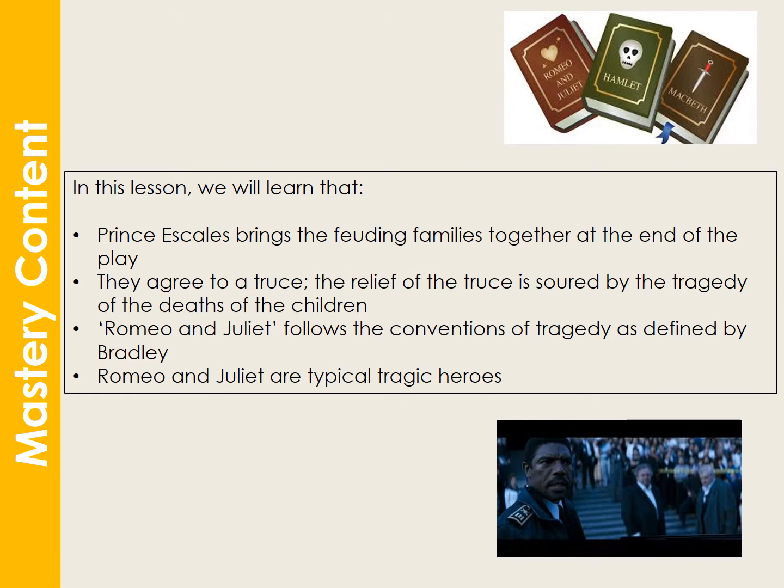In this lesson we're going to learn that Prince Escalus brings the feuding families together at the end of the play. We're going to see that the Montagues and the Capulets agree to a truce, an agreement to settle their issues with each other. However, the relief of this truce is soured by the tragedy of the deaths of the children. Romeo and Juliet follows the conventions of tragedy as defined by A.C. Bradley, and Romeo and Juliet are typical tragic heroes.